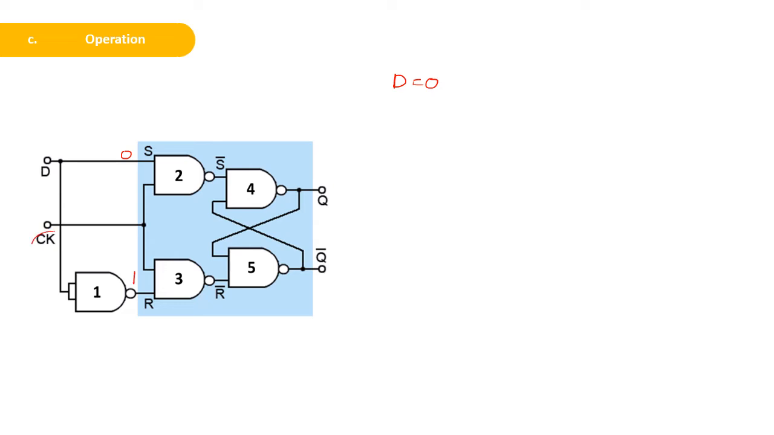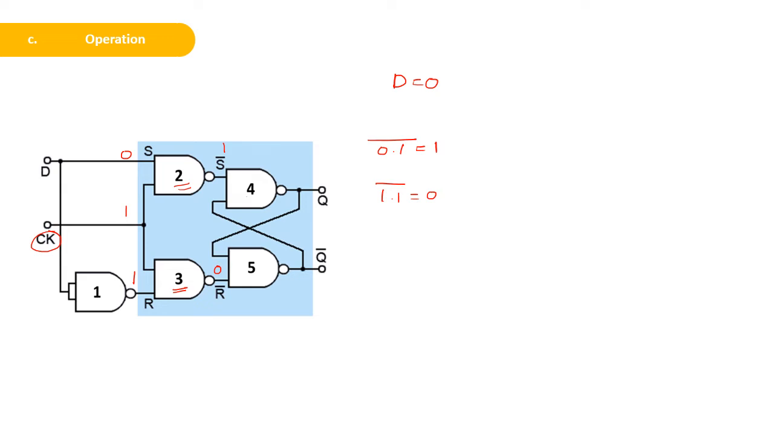Now we have to apply the clock signal in order for your D flip-flop to work, so you have to ensure it is equal to 1. Now if you check NAND gate 2, one input is 0 and one input is 1, so the output will definitely be 1, since 0 dot 1, its complement, is 1. Now in the third NAND gate, NAND gate 3, both inputs are 1, so the output will be 0. That is 1 dot 1, its complement, equal to 0.